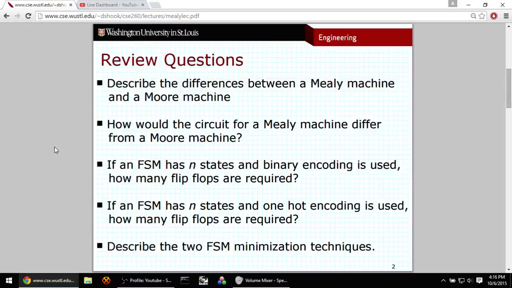What if I use one hot encoding instead? I have n states now, and I want to use one hot encoding. How many flip-flops do I need for that one? Yeah, n. That would be n, right? So that's a little bit simpler. What does that mean to use n flip-flops for one hot encoding? How does that differ from the binary encoding that we just talked about? What do those flip-flops then represent in our one hot encoding?